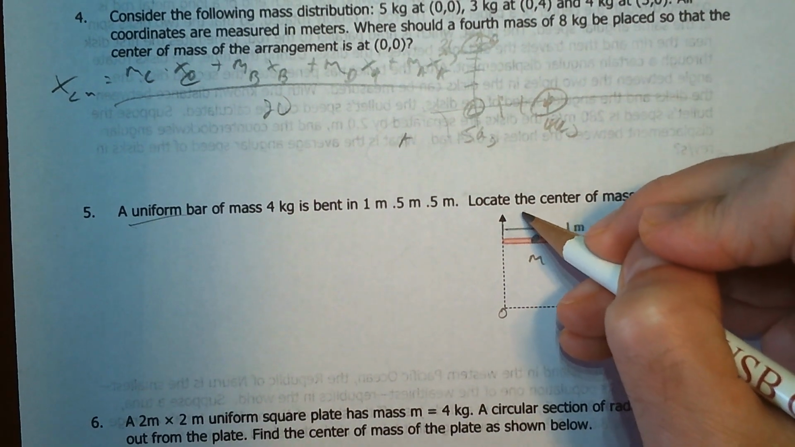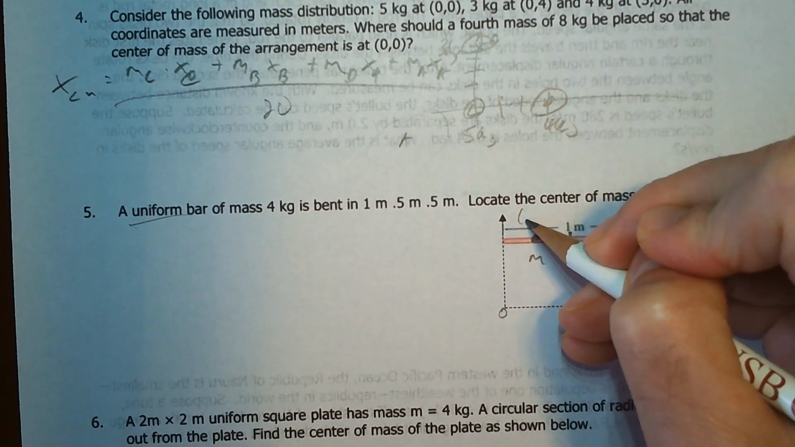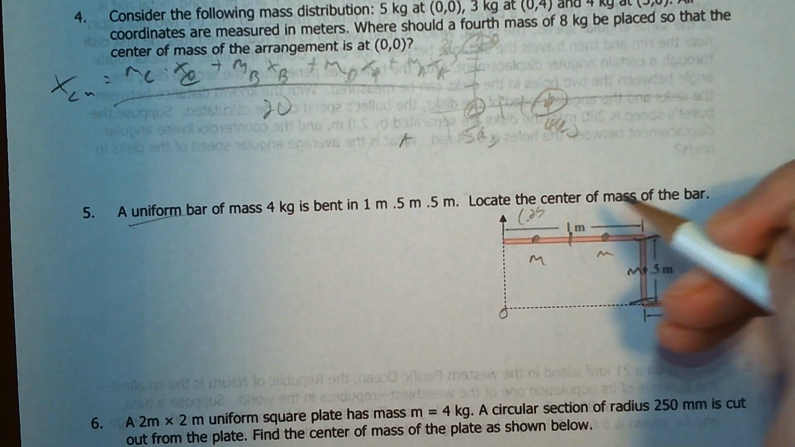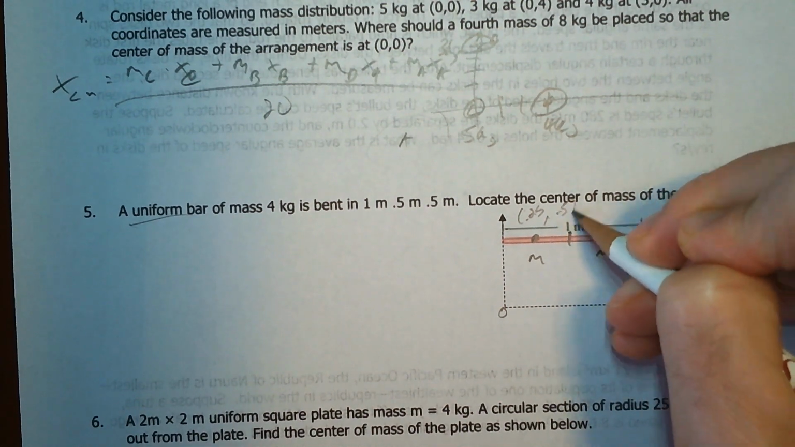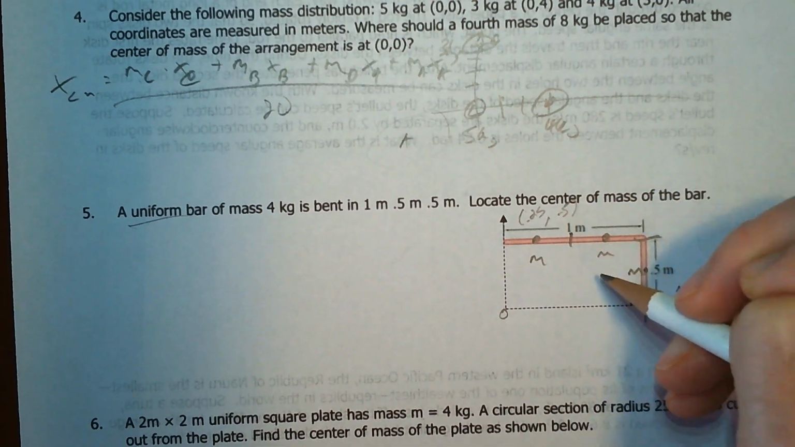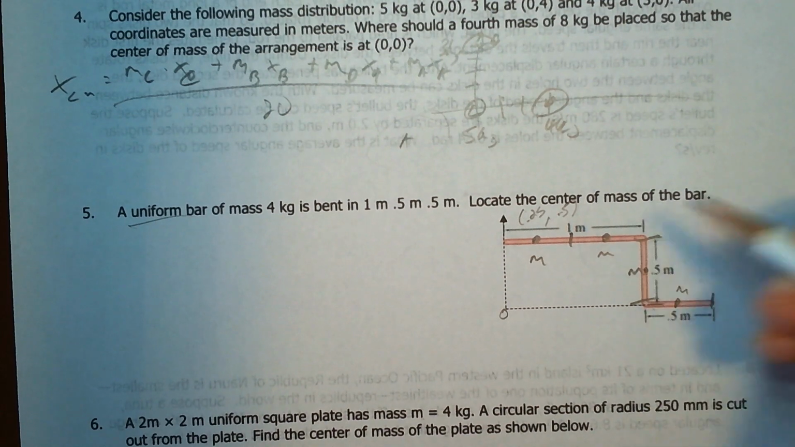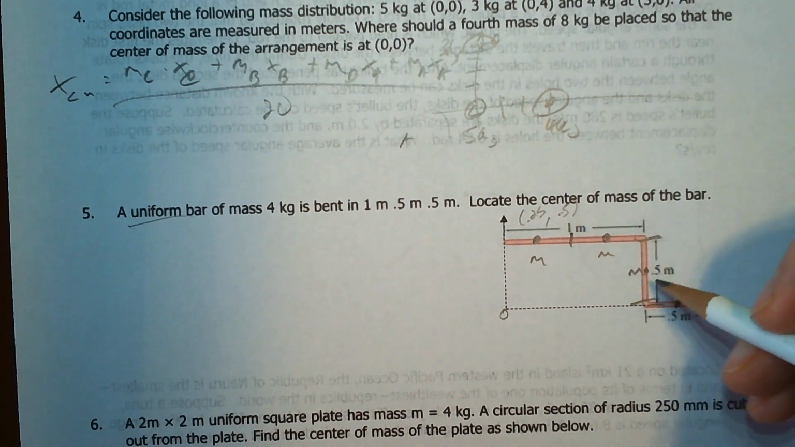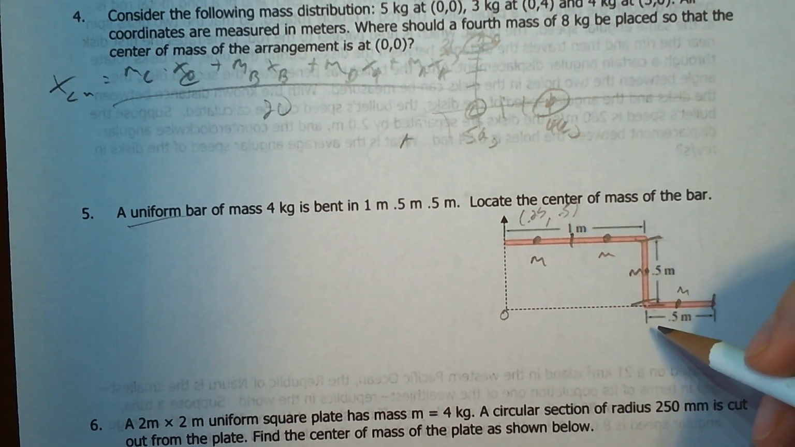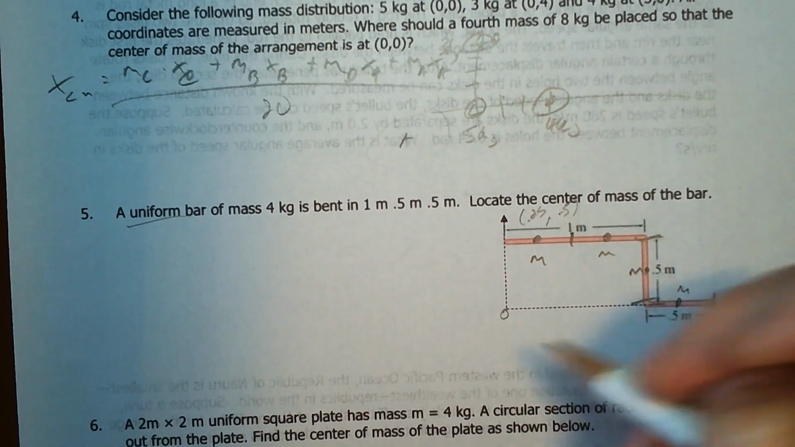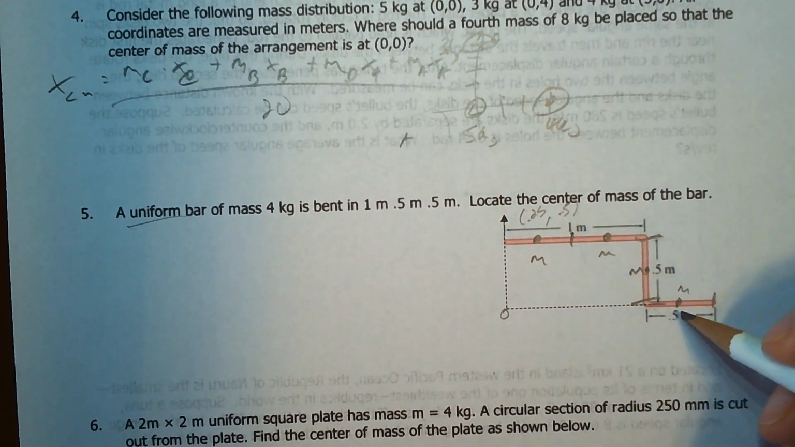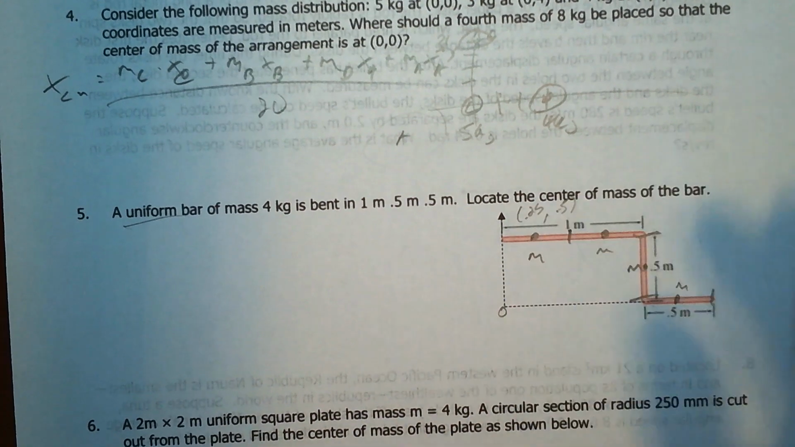You have to realize the coordinates here would be 0.25 and 0.5. For this one here, it would be 0.75 and 0.5. For this one here, it would be 1 and 0.25. And for this one here it is 1.25 and 0. But you do it the exact same way.